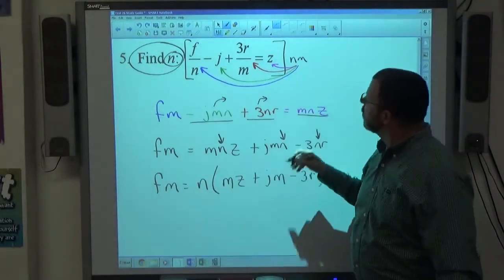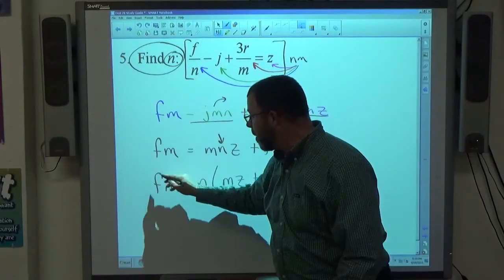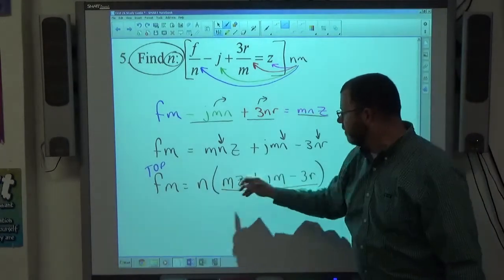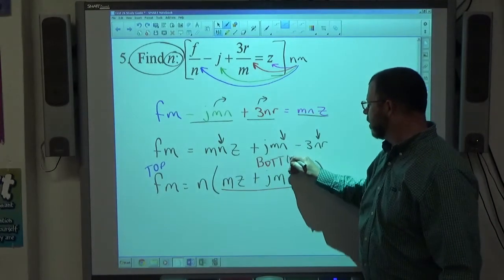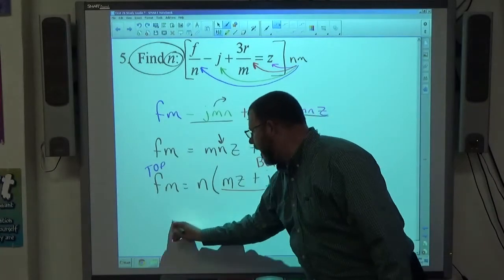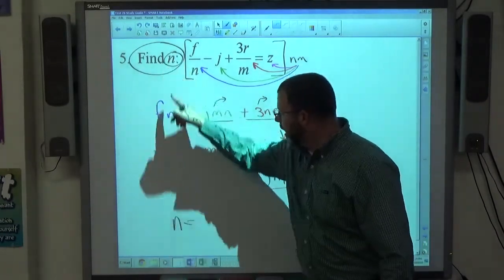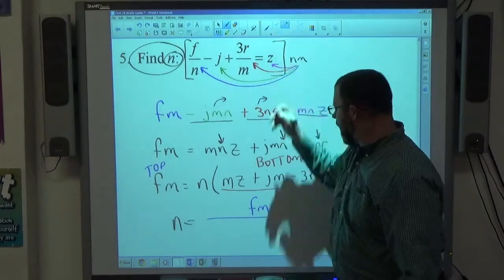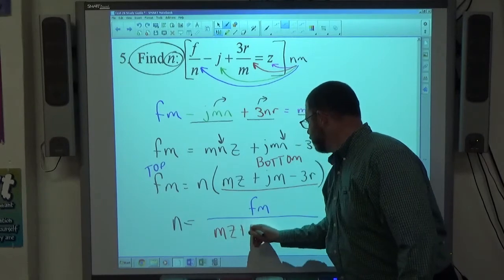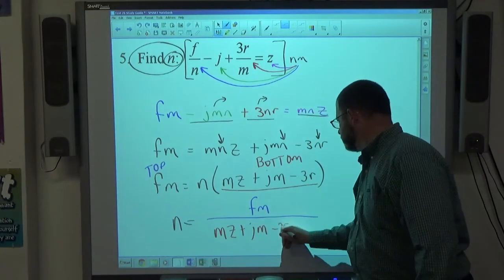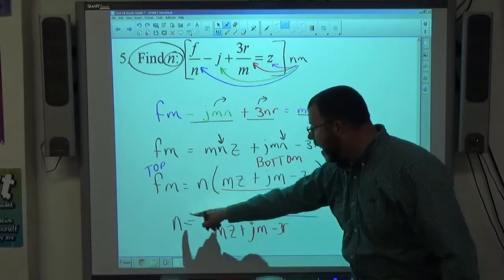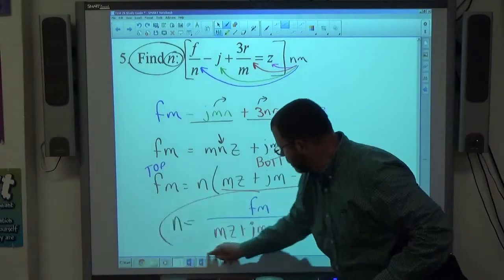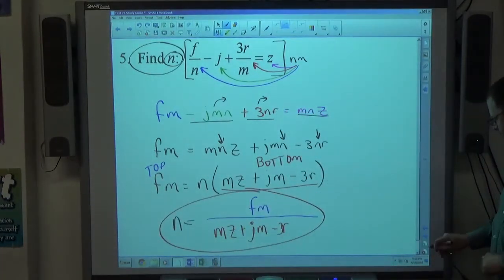And then, once I get to this point, whatever's on this side all by itself is the top part of my fraction answer. Whatever is multiplied by what I'm looking for is the bottom of the fraction answer. So my final answer is going to be n equals, what I'm looking for, n equals. And then I just put the top, which is fm, over the bottom, which is mz plus jm minus 3r. Okay. The n stays on the side by itself. This divided by all this is the answer, and that's what it should look like.